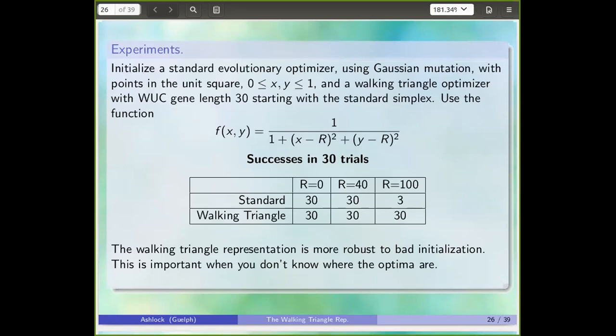Evolutionary computation is pretty good. We still had 30 out of 30 runs of a standard evolutionary algorithm find the way off in the distance hill when it was at 40. But when it got to 100, walking triangle continued to always find it, whereas the other one had 27 failures and 3 successes. So walking triangle representation is robust to bad initialization.